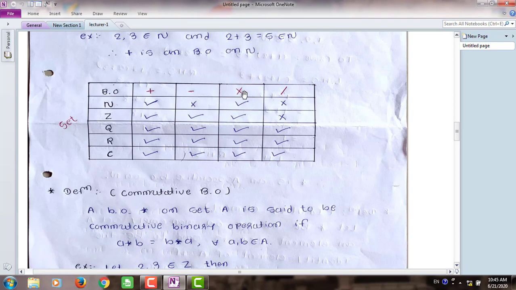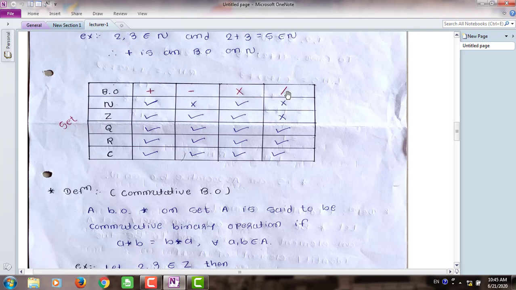The next binary operation is multiplication. Is multiplication a binary operation on N? Yes, multiplication is a binary operation on N, because 2, 3 belongs to N, and 2 multiplied by 3 is equal to 6, and 6 also belongs to natural numbers.